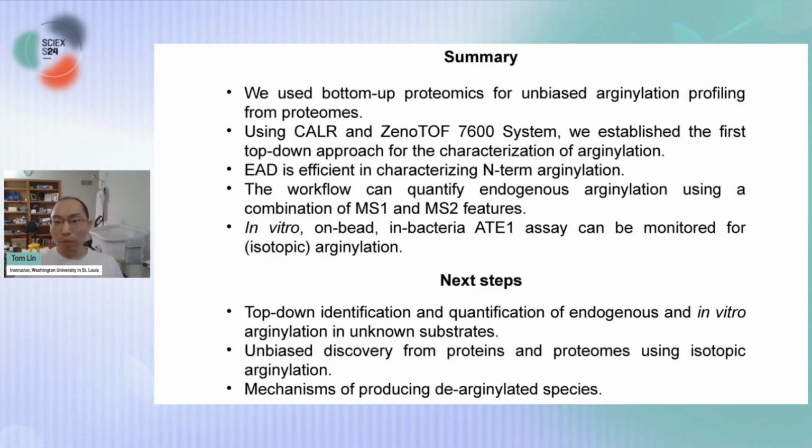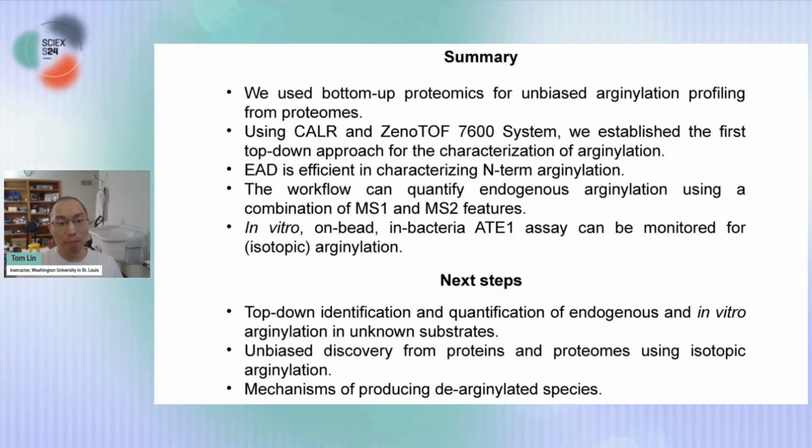So in the future, we would like to use the top-down identification to identify and quantify the endogenous and the in vitro arginylation in the unknown protein substrates. And also, we would like to use the isotopic arginylation to unbiasedly discover the protein substrates from the proteomes from different biological samples. And as mentioned a few minutes ago, the mechanism of producing the de-arginylated species is of our high interest.